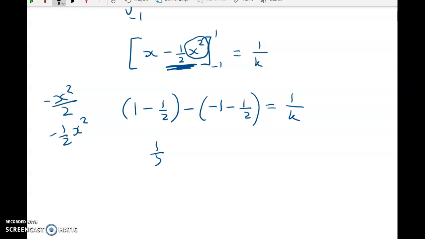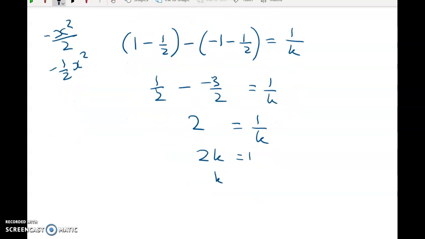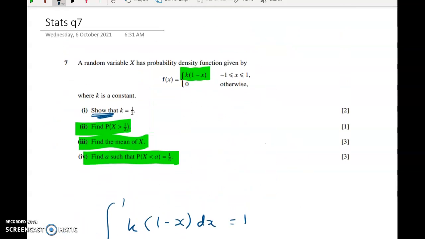Working very slowly, we've got 1/2 minus -3/2 is equal to 1 over k. 1/2 plus 3/2 gives me 2, which is equal to 1 over k. 2k is equal to 1, giving us what we want, which is k equals 1/2. So that's my first question done.